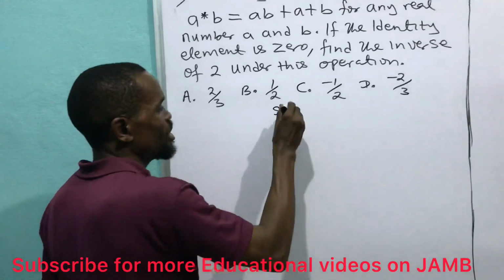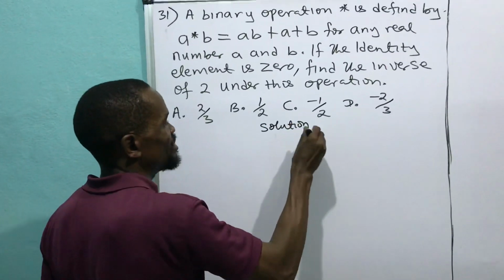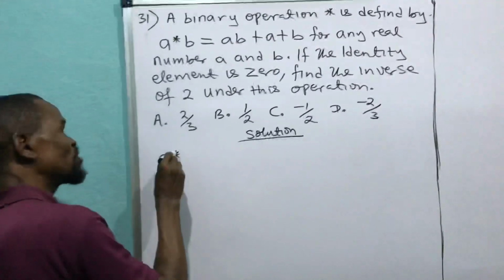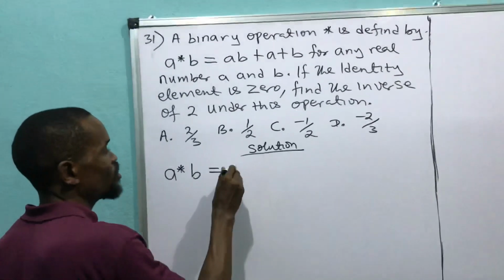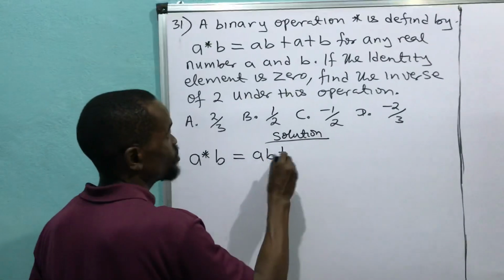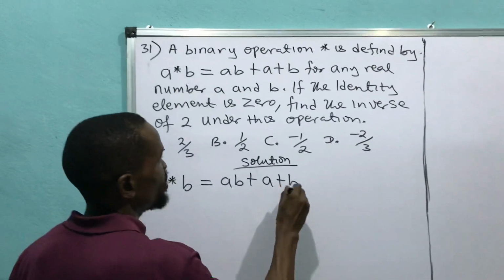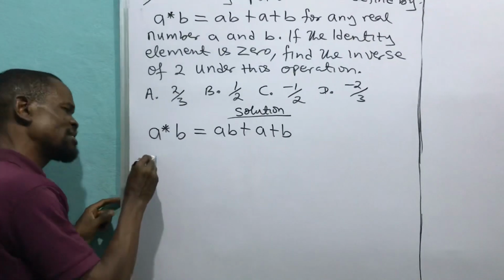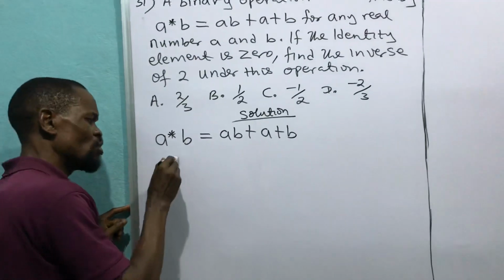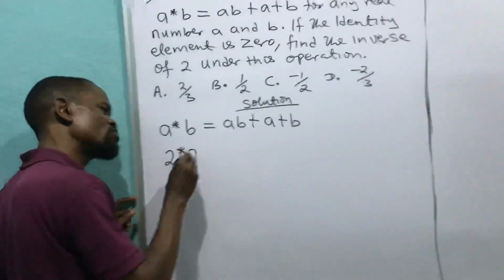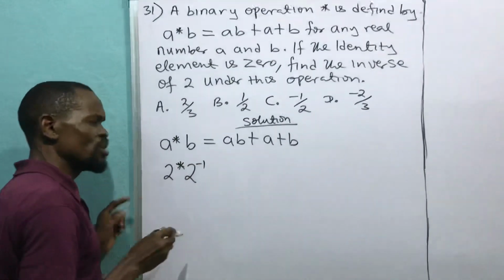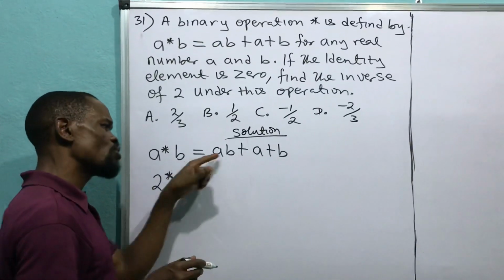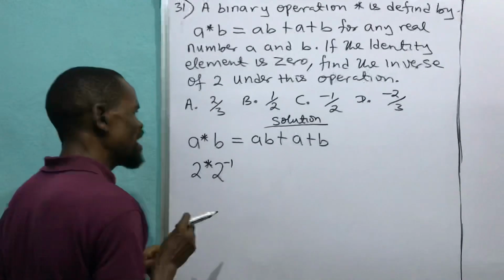Solution. Look at what they mean by this. It's a simple question. Look at the operation they give us: a multiply b equals ab plus a plus b. They say we should get the inverse of 2 under this operation. What it means is that a is 2. With this operation, the inverse of 2 is 2 raised to the power minus 1. So whenever I see b, I put 2 raised to the power minus 1.